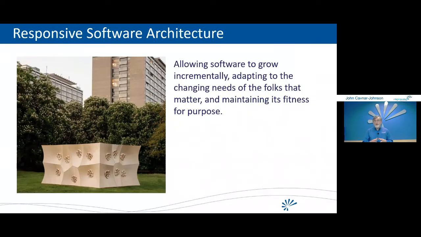So if you want to build software architecture that's responsive, you need to allow the software to grow incrementally, adapting to the changing needs of the folks who matter and maintaining its fit for purpose. Now, those 3 things that I just talked about, incremental, adaptive, fit for purpose, are very much connected and build upon each other.